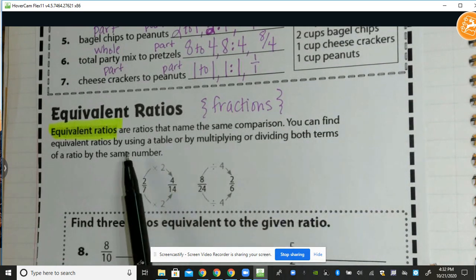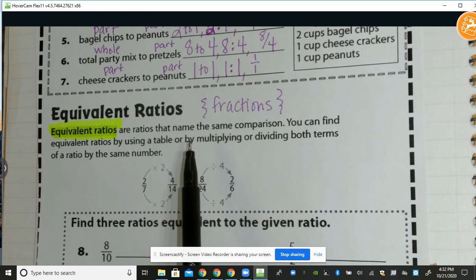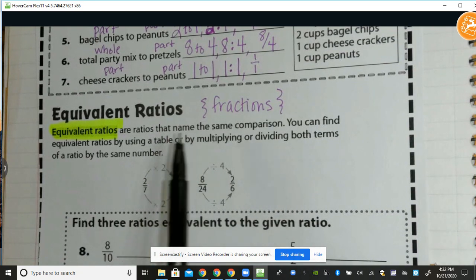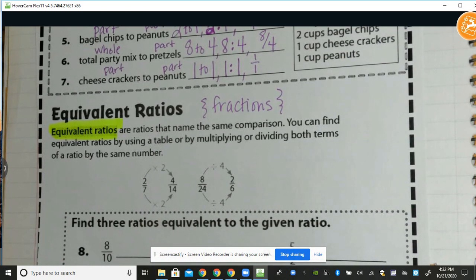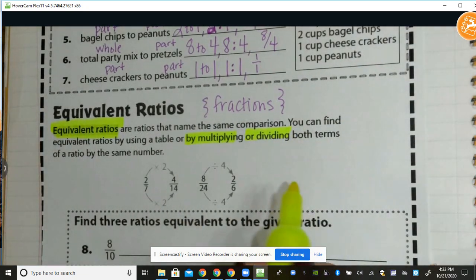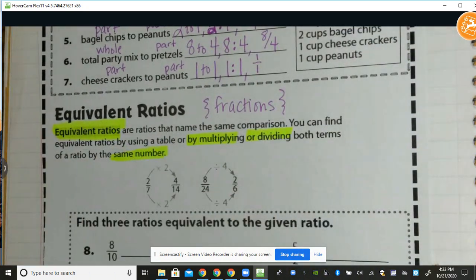You can find an equivalent ratio by using a table or by multiplying or dividing both terms of the ratio by the same number. Okay, we're going to hit tables tomorrow, and you're going to kind of see it. It's going to visually draw it out, how we can represent this with a table. But think of it, it's by multiplying or dividing both terms by the same number there.